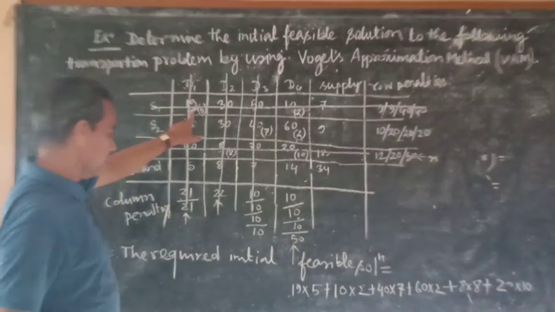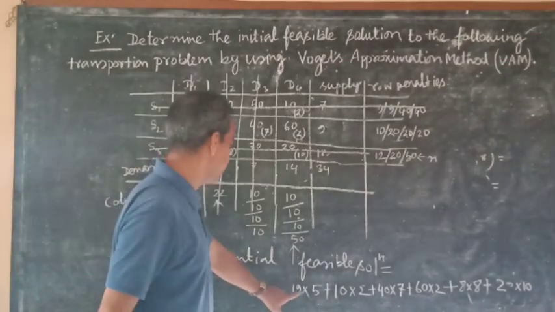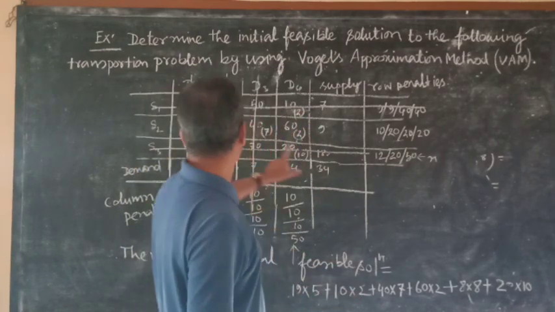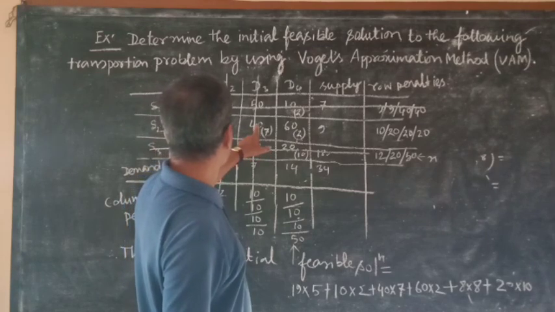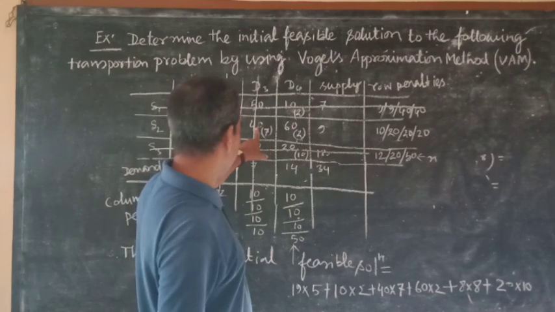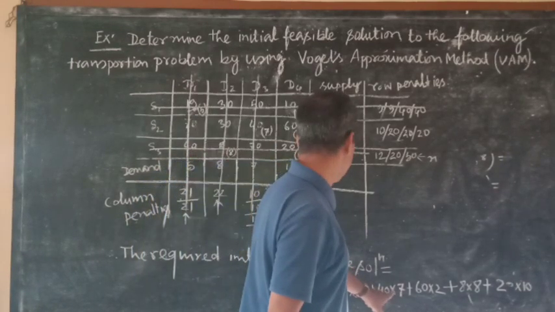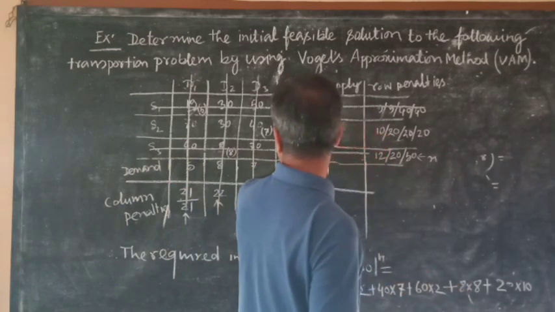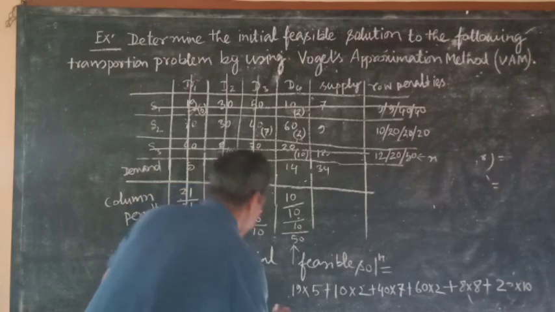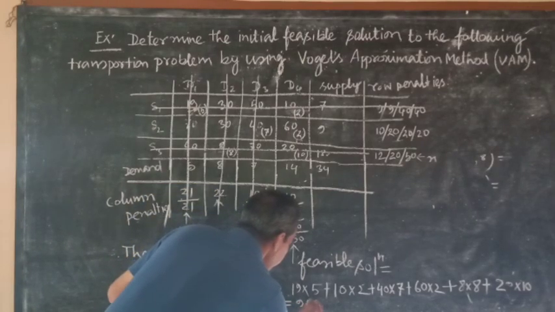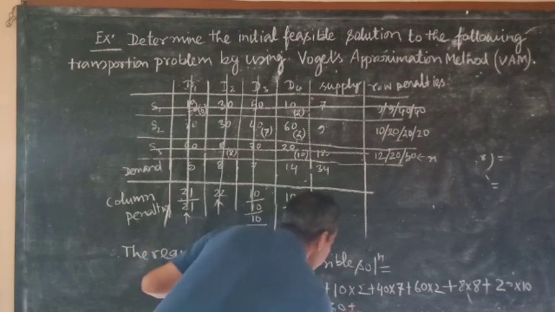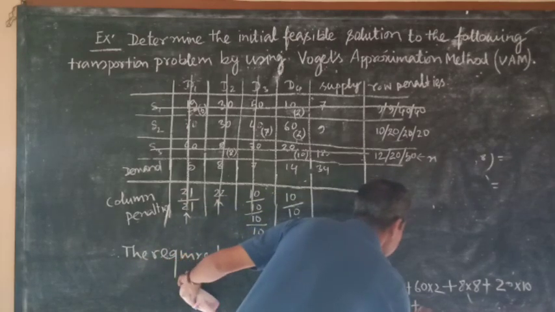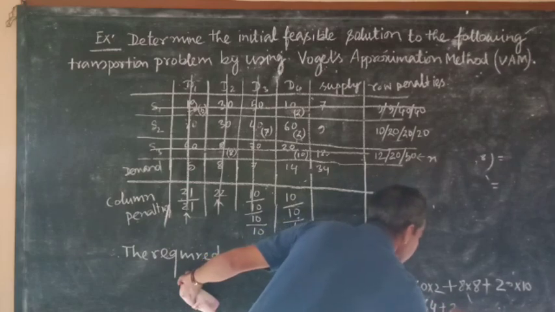In the S1D1 cell, allocation is 5 and transportation cost is 19. So 19 into 5. In this cell the transportation cost is 10, then allocation is 2. Next, for this row, in this cell the transportation cost is 40 and allocation is 7, 40 into 7. In this cell, 60 into 2. In this cell, 8 into 8. And in this cell, 20 into 2. Okay. So 95 plus 20 plus 280, next 120, next 64, next 200. Okay.